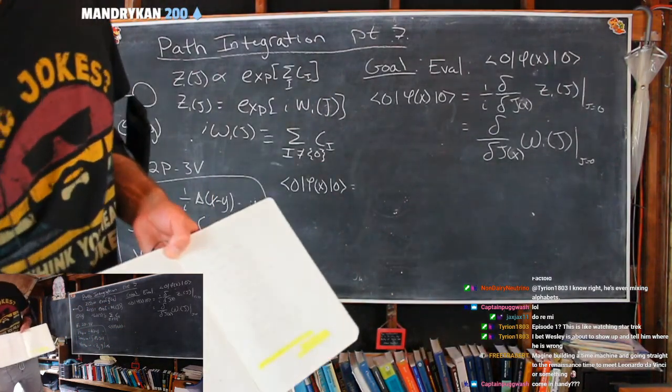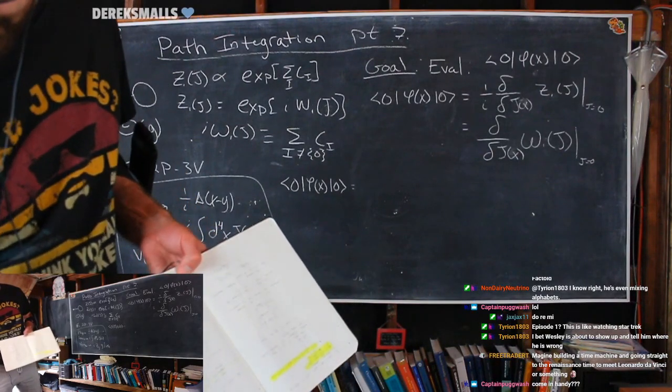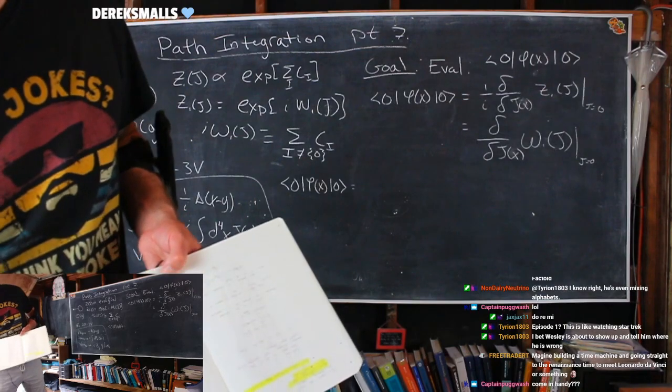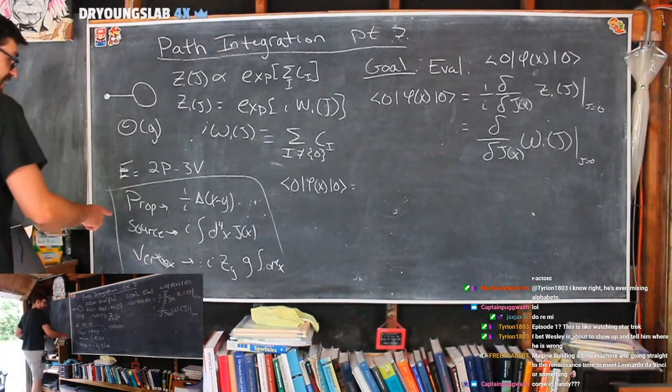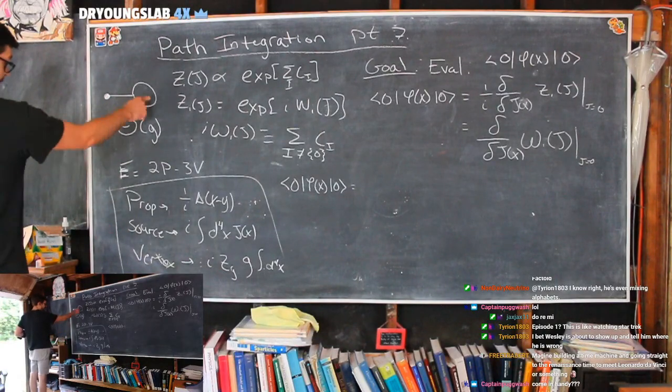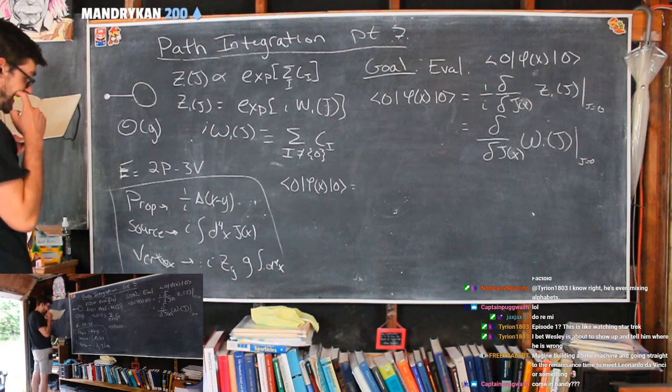Let me look at the book too. Let me make sure I have the notes correct too. I want to make sure I don't make any mistakes. Okay, very good. So for the first one, we're just going to have 1 vertex, 2 propagators, and 1 source. So it's going to look like this.